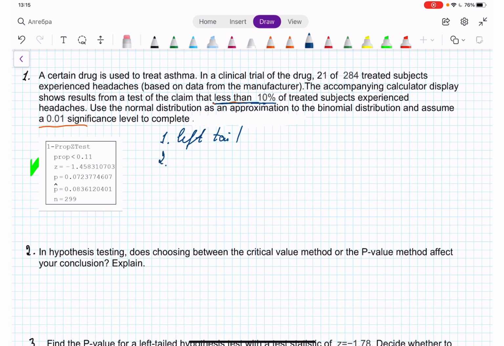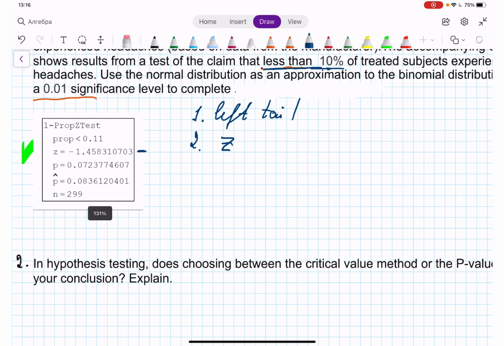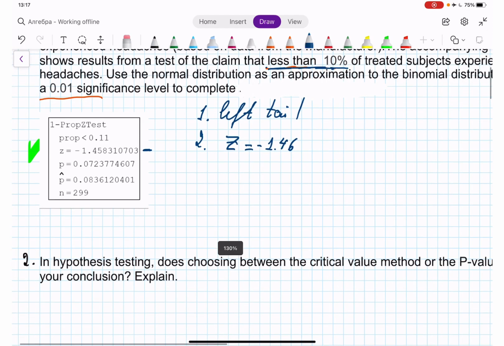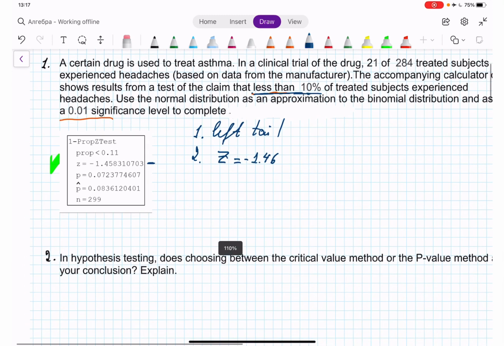Question number 2: what is the test statistic? The test statistic, the Z-score, we are going to find from this given output. Here it is. The Z-score is, rounding to 2 decimals because with Z-score we operate with 2 decimals, going to be negative 1.46. Okay, what else can we find out here? What is the p-value?